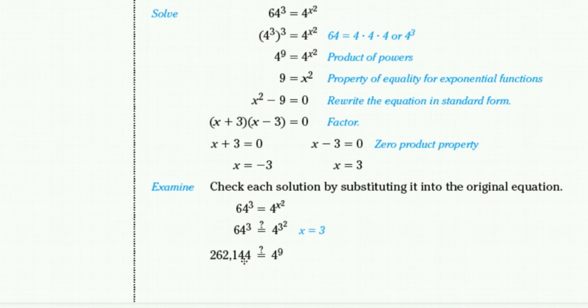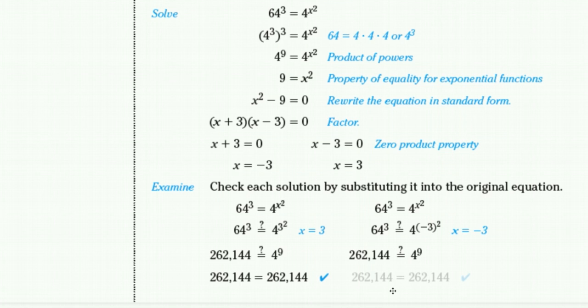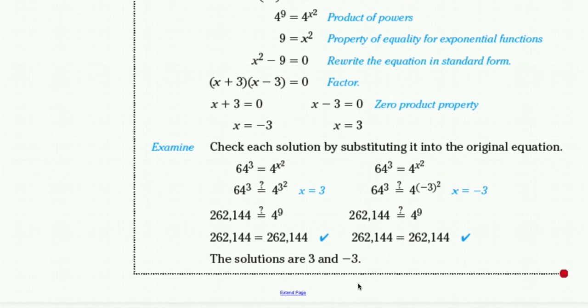Or is it equal to 4 to the ninth power? 64 cubed is 262,144, and 4 to the ninth is the same number. Using negative 3, we end up with the same answer. Therefore, solutions 3 and negative 3 are correct. Okay?